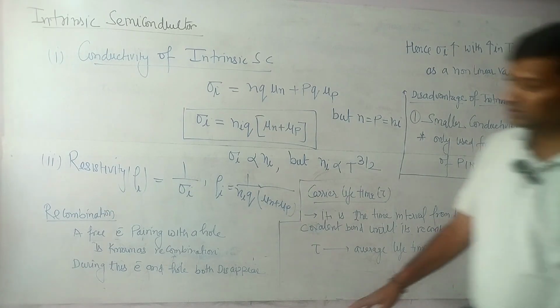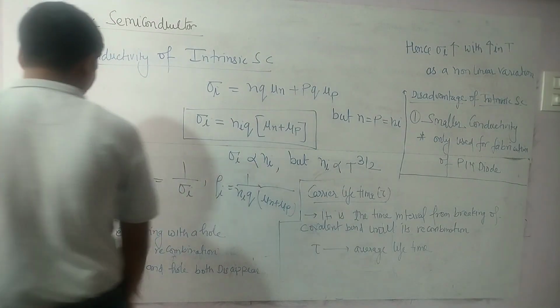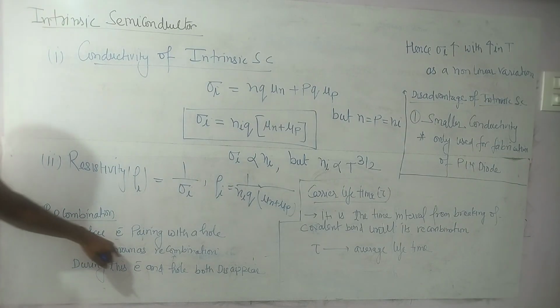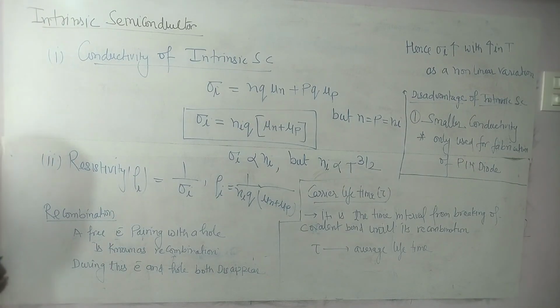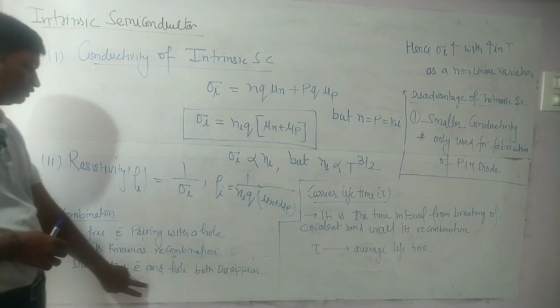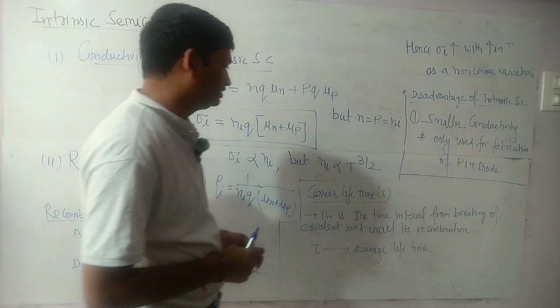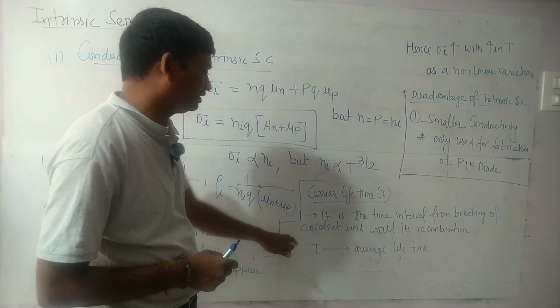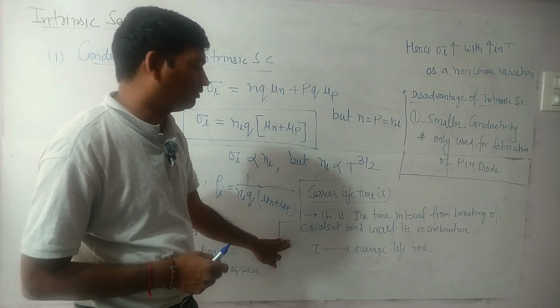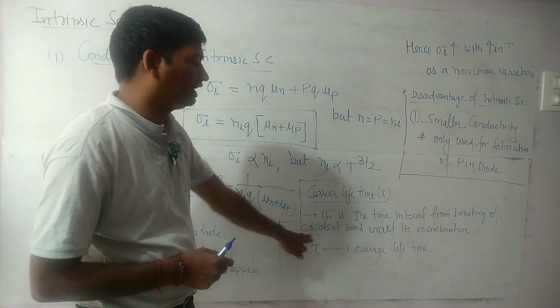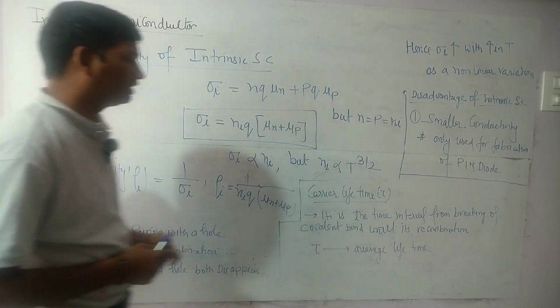Another thing we are defining here is recombination. Recombination means a free electron pairing with a hole. During this, both the electron and hole disappear. So the combining of an electron and hole pair is called recombination. Another thing is carrier lifetime. Carrier lifetime is the time interval from the breaking of the covalent bond until its recombination. This is called the average lifetime. So this is the phenomenon of carrier lifetime.